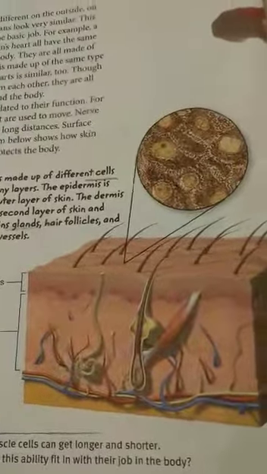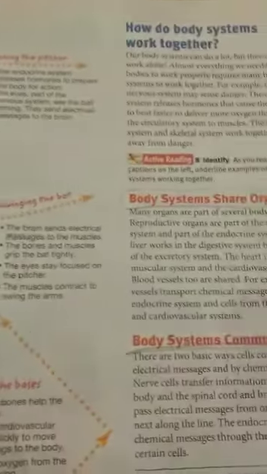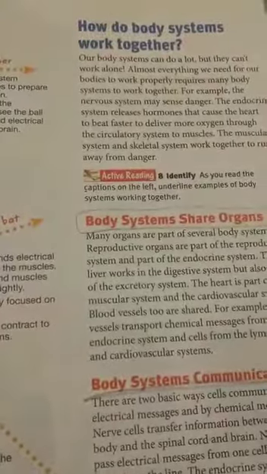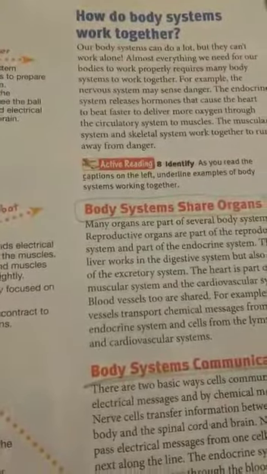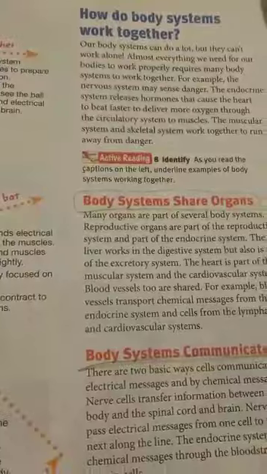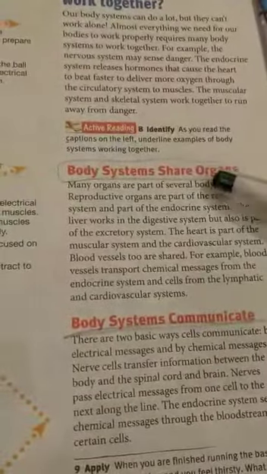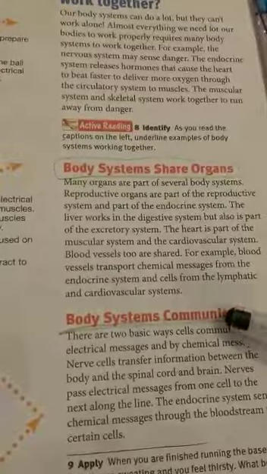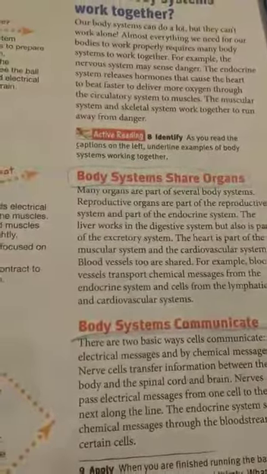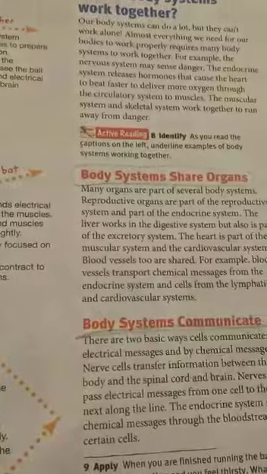Okay, talking about the next point, which is how do body systems work together? Actually, body systems work together in two ways. They share organs and they communicate together. How can they share organs? We have some examples.